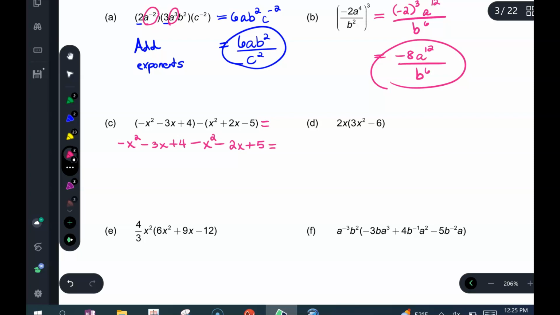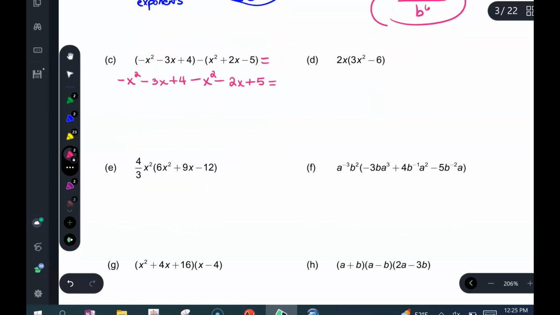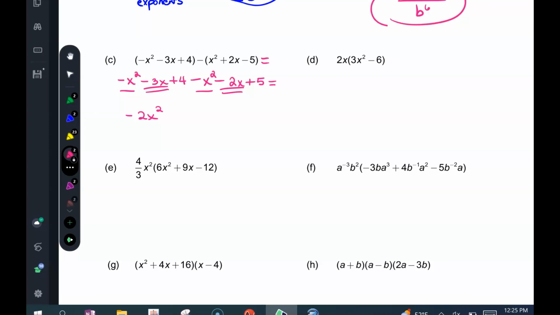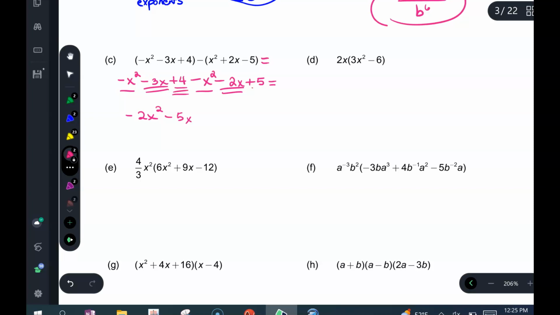Can I combine some like terms here? Yeah. What do we have? x squared and x squared. Okay, so x squared and x squared, so that'll be minus 2x squared. Minus 3x and a minus 2x. Minus 5x. Good. And lastly, plus 4 plus 5.